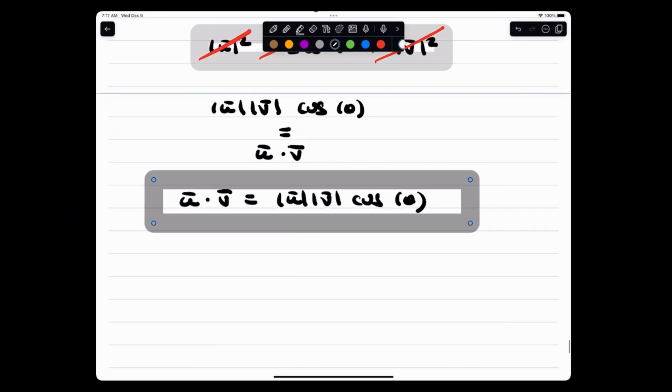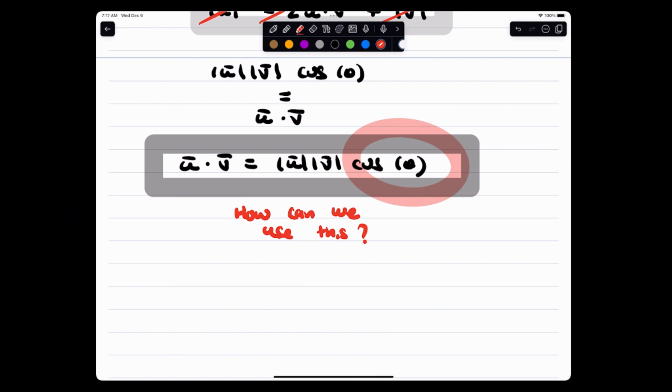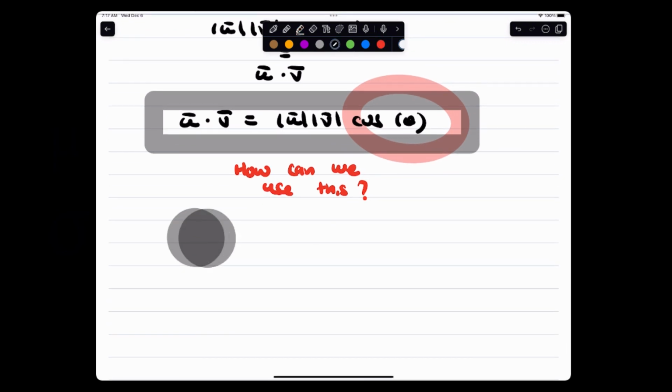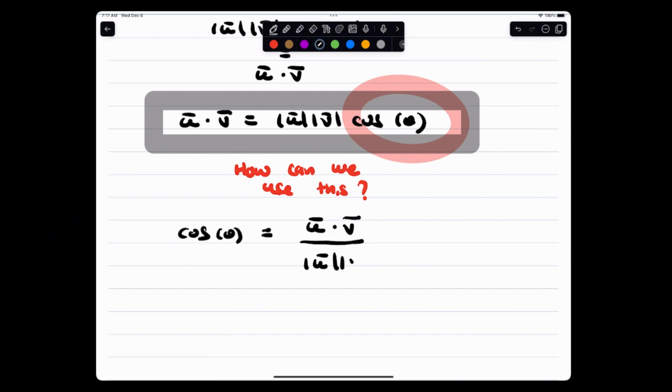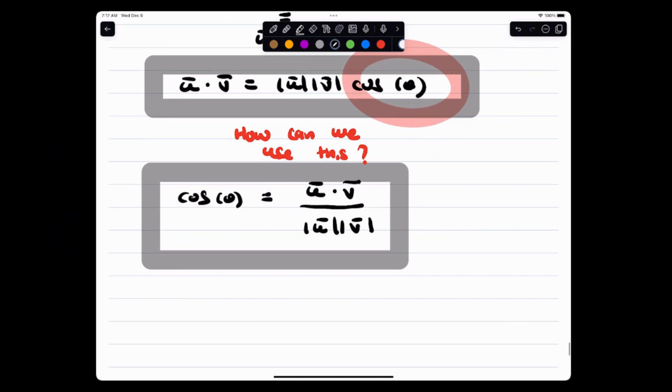So that's the important fact that I have in that worksheet for you. However, you might say, well, how do we actually use this? I'm going to say to you guys, how can we use this? Well, we can solve for cosine theta. Cosine theta is going to be u dot v over the length of u times the length of v. And that's how we can use this.